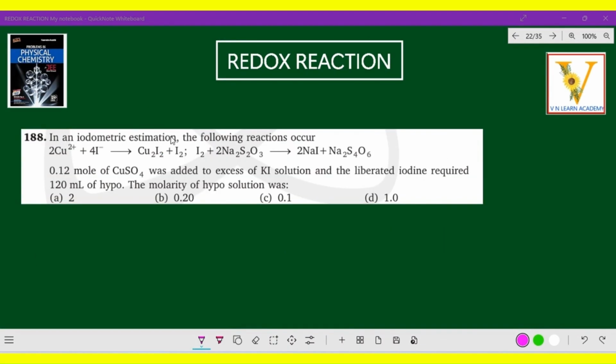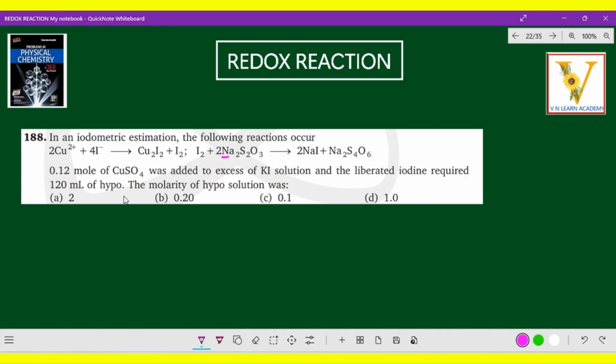Next question. In an iodometric estimation, the following reaction occurs. See, this is another iodometric titration, right? Now here Cu2+ plus 4I minus gives Cu2I2 plus I2. Now the second equation, I2 plus 2 Na2S2O3 gives 2 NaI plus Na2S4O6. Now here 0.12 mole of copper sulfate was added to excess of potassium iodide solution, and the liberated iodine required 120 ml of hypo, that is sodium thiosulfate only. So the molarity of the hypo solution, the sodium thiosulfate solution, we have to identify.